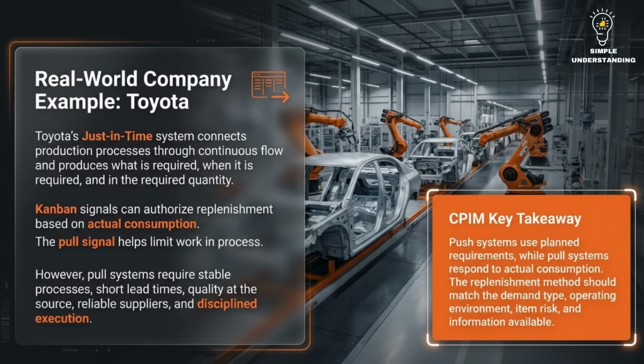CPIM key takeaway: push systems use planned requirements, while pull systems respond to actual consumption. The replenishment method should match the demand type, operating environment, item risk, and information available.